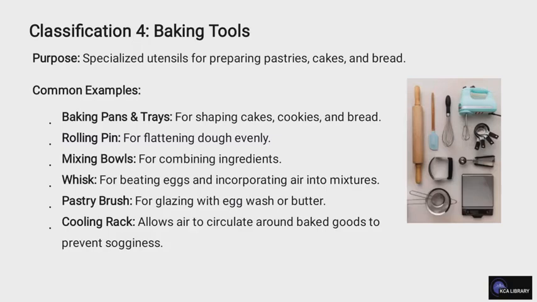The last classification is the baking tools. These are specialized utensils for preparing pastries, cakes, and bread. The common baking tools include baking pans and trays for shaping cake, cookies, and bread. We have the rolling pin, which is for flattening dough evenly. Also, there is the mixing bowl for combining the ingredients together. We have the whisk for beating eggs and incorporating air into mixtures. There is also the pastry brush for glazing with egg wash or butter. There is also the cooling rack. This allows air to circulate around baked goods to prevent sogginess.